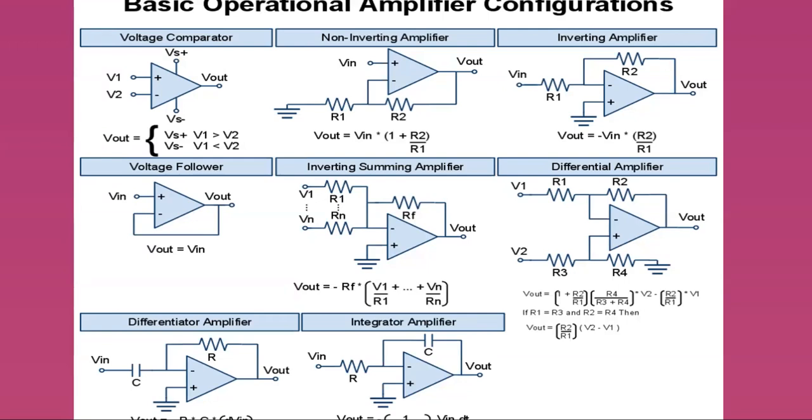So whatever you put in on the input is going to be multiplied by that ratio, and you'll see that on the output. You can also do it as a non-inverting amplifier. It works similarly, except in this case, the gain is going to be the sum of R1 plus R2 divided by R1, which is the same as 1 plus R2 over R1.